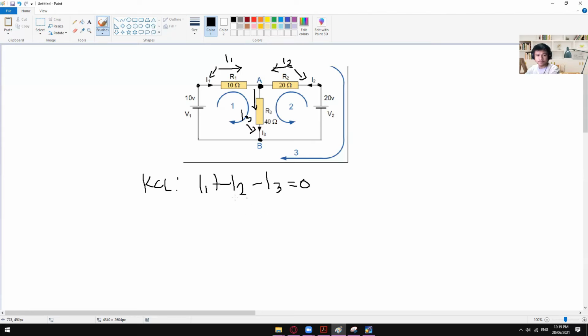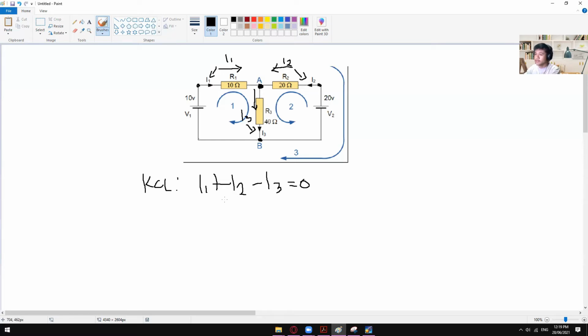Are we clear so far with this I1 plus I2 minus I3? Yes, sir. Okay, I'm just checking because this is a very crucial explanation. If you won't be able to understand this example number one, then there is no way that you'll be able to understand the following examples.